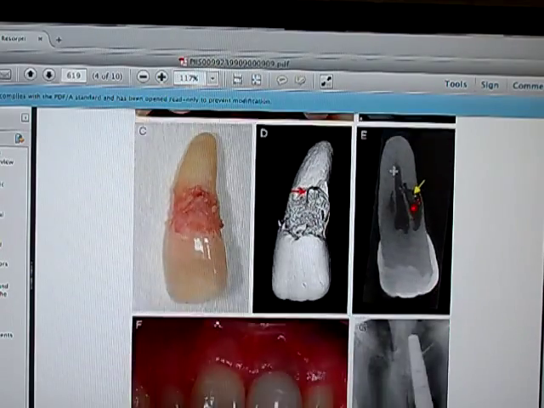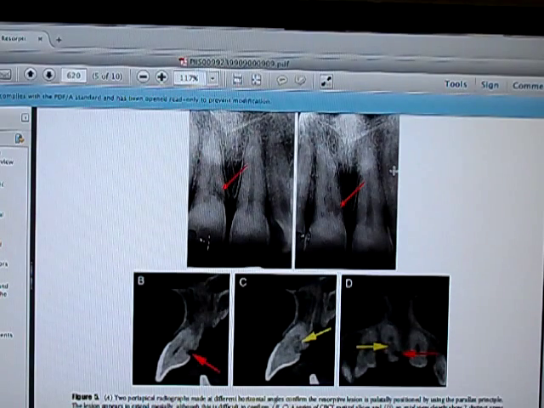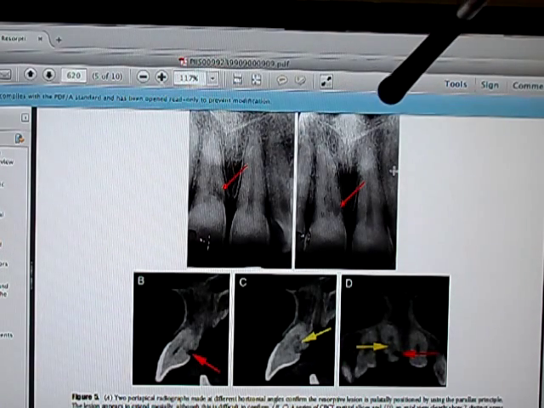So let's move on. A couple more cool images. Here's another one. If you do endo on this tooth, is this going to stop the process? No.